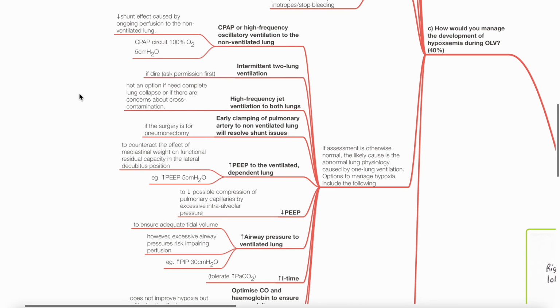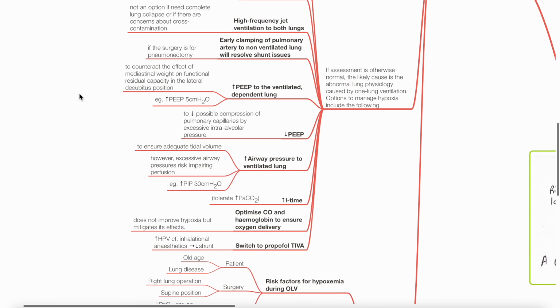This is to counteract the effect of mediastinal weight on the functional residual capacity in the lateral position. The next option is to reduce PEEP to reduce possible compression of pulmonary capillaries by excessive intra-alveolar pressure. Increased airway pressure to the ventilated lung may help to ensure adequate tidal volume. However, excessive airway pressures risk impairing perfusion.